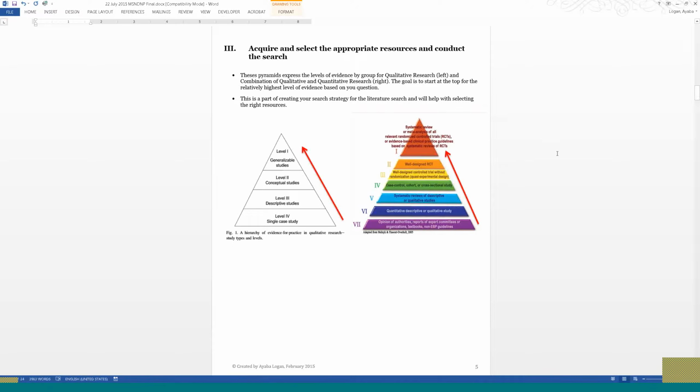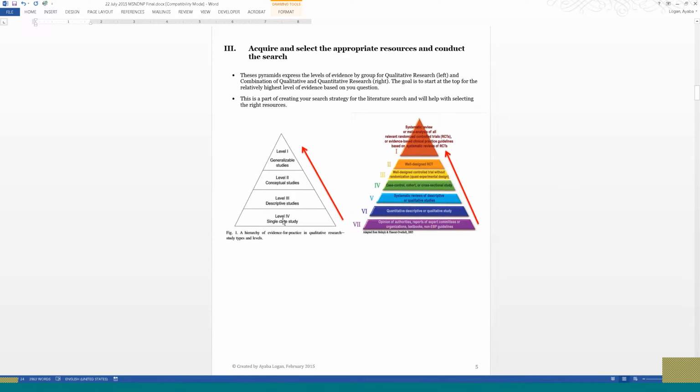So as you see on the screen, we have two tables, two pyramids, talking about the levels of evidence. On the left-hand side, this less colorful pyramid is more about the qualitative research study types and the levels of evidence, whereas the right colorful pyramid is more about all levels of evidence together. From the qualitative research side, you see that you have single case studies at the very bottom, going up to descriptive studies, conceptual studies, generalizable studies.